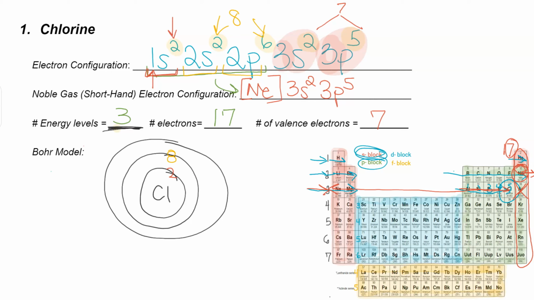Either way is fine. Now for energy level 3, we'll look for the bits of our configuration that start with 3. I see 3s2, 3p5. So 2 plus 5, we already added up to equal 7. So we'll put 7 on that valence energy level to show that there are 7 valence electrons.